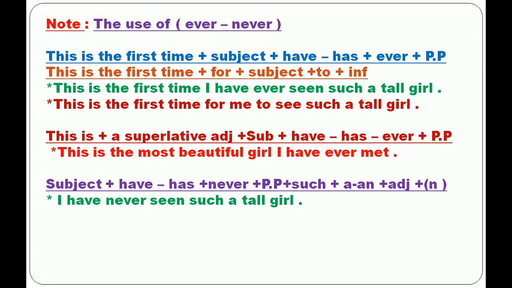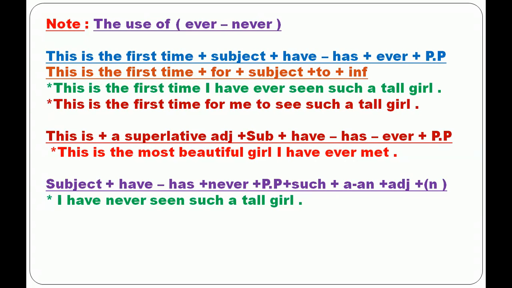We have this is plus a superlative adjective plus subject and present perfect tense and the word ever. For example, this is the most beautiful girl I have ever met. Here we have this is plus the most plus a long adjective, and have ever plus the participle. I can say this is the tallest boy I have ever seen. This is the most expensive car I have ever seen.